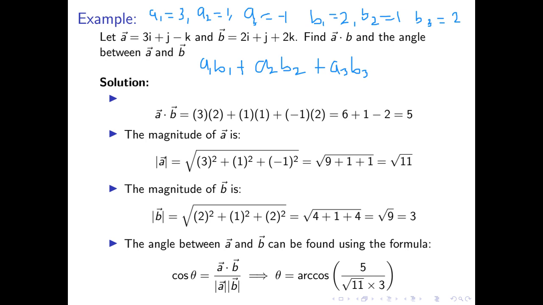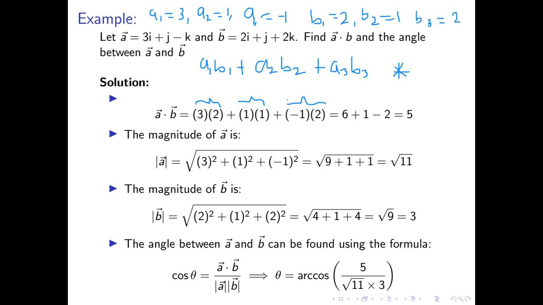All right, so that would be A1, 3 times B1, 2. That is this part. Plus A2 is 1 times B2 is 1, which is this part. A3 is minus 1, B3 is 2, and that is what we have here. So we simplify it and we obtain 5.